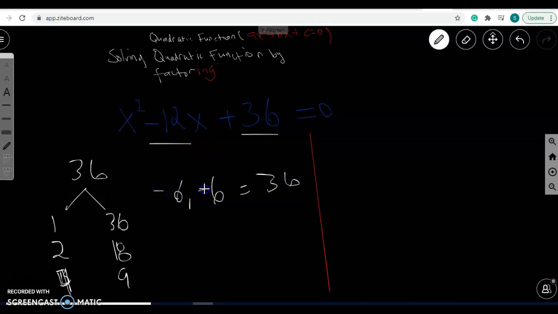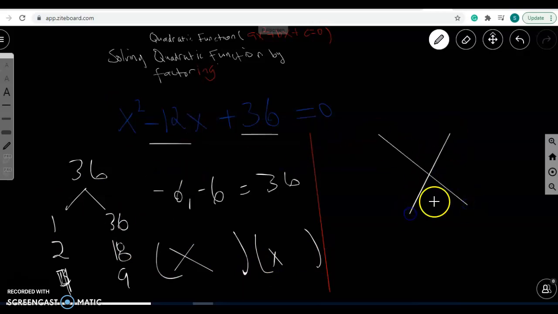So I remember negative times negative is positive. So we can use this. Negative 6 times negative 6 gives us positive 36. And when we add it, we get that. So as you said, you set it up. You set your 2 up here. We are waiting for the two numbers. Since it's x squared, we split 1x here, 1x here. We are looking for the factors.